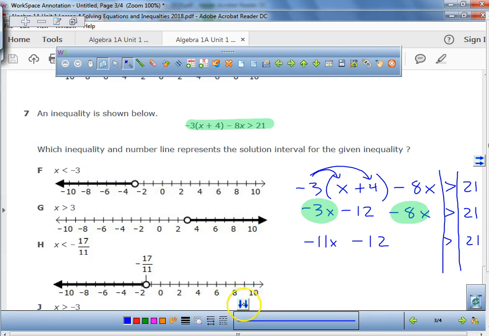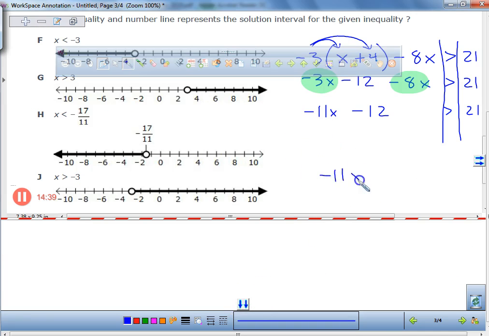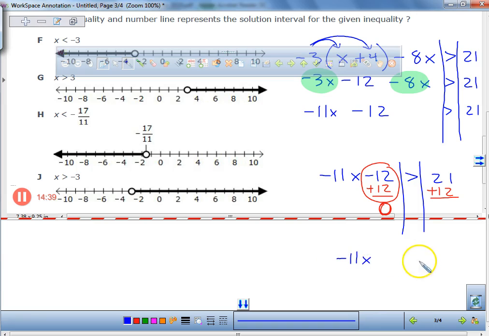So I'm going to go down a little bit here and just rewrite what I have: negative 11x minus 12 is greater than 21. Now I have to ask myself, how do I get rid of the negative 12? Of course, I answer myself by adding 12 to both sides. Why do we always do the opposite? Because what are these going to get me? A whole lot of nothing. So we're always adding the opposite. What do I have on the left-hand side? A negative 11x. And on the right-hand side, I have a total of 33.